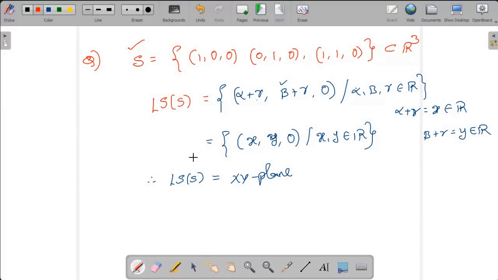No. Okay. Then if the answer is no, you are saying that you can generate the XY plane with two elements. Can you give me those two elements? In R3, tell me: 1, 0, 0 and 0, 1, 0. Actually these two are enough to generate the XY plane.